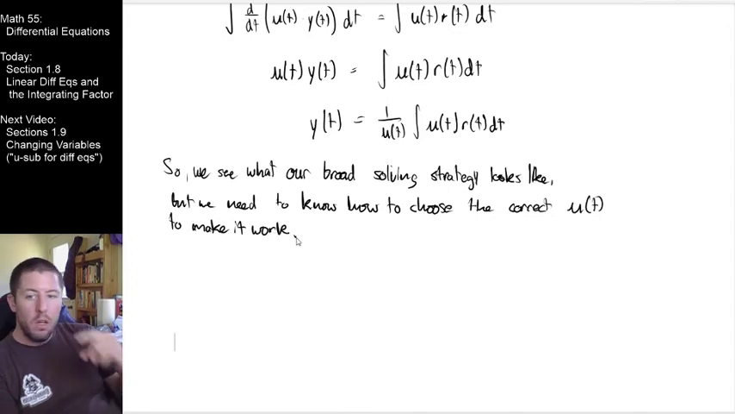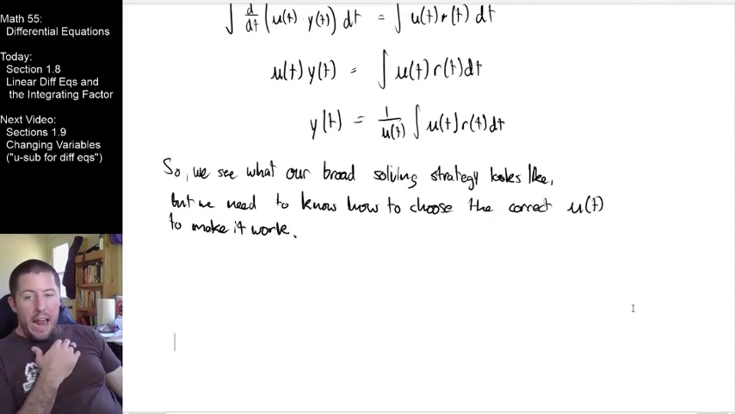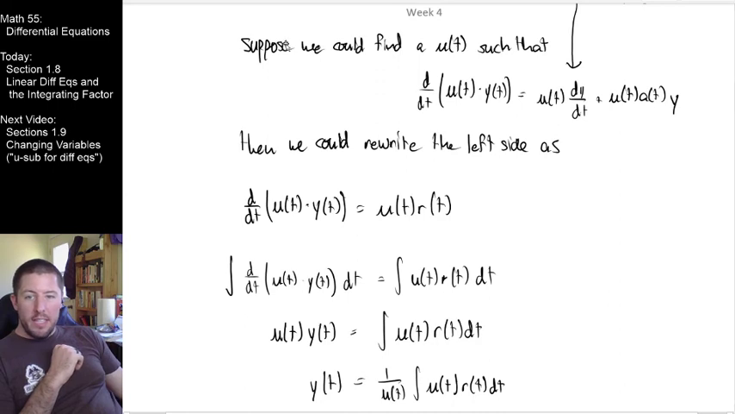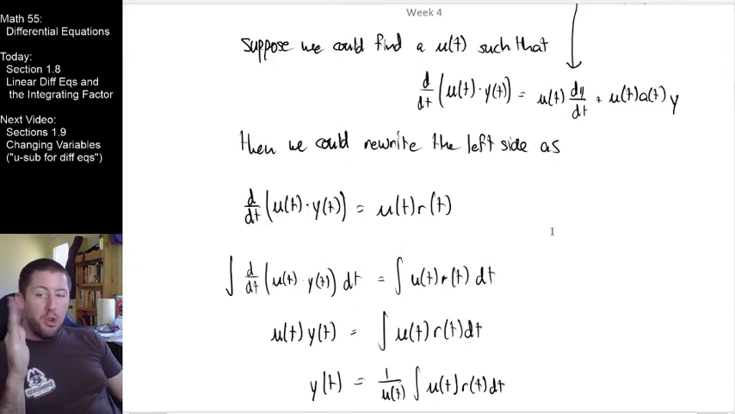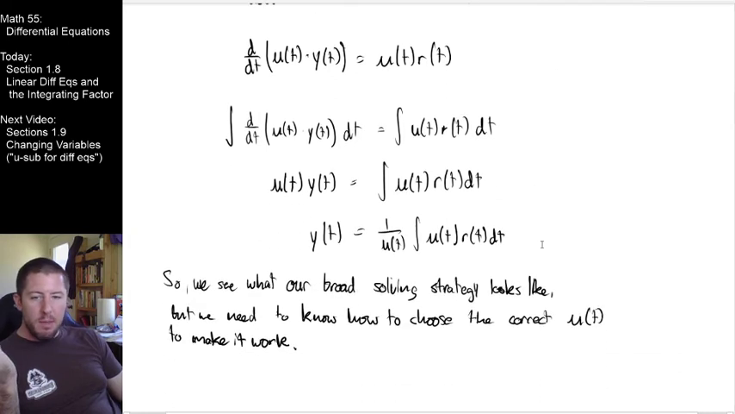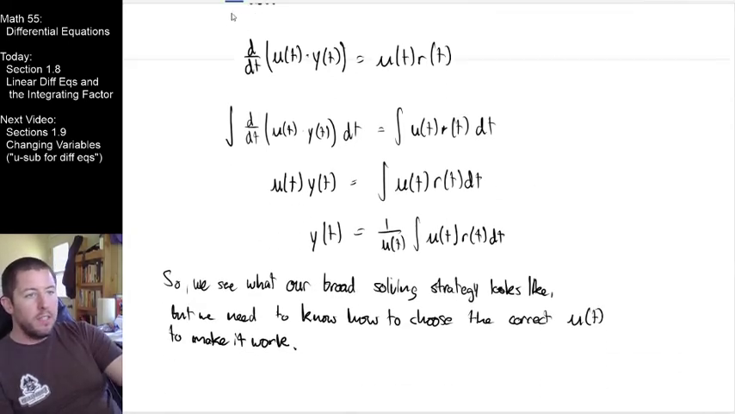All right, so we've got our solving strategy, but the one thing we skipped over is this line right here. Suppose we could find a mu of t. It's like saying, if somebody just handed you the correct mu of t, then you could do this strategy right here. What we need is a way for us to determine what mu of t needs to be on our own, right? So here I'm going to highlight some things for us right here.